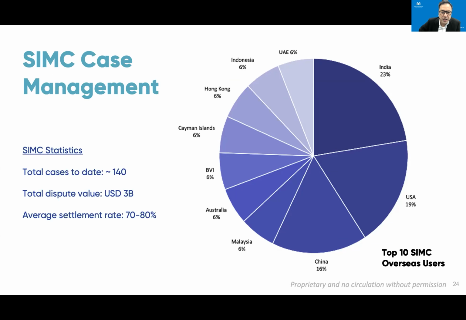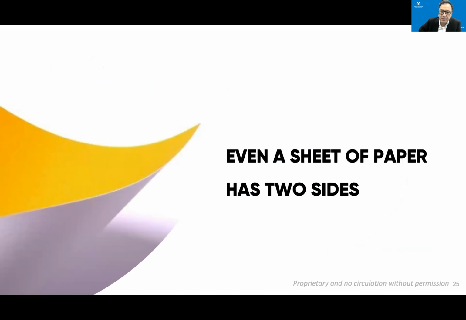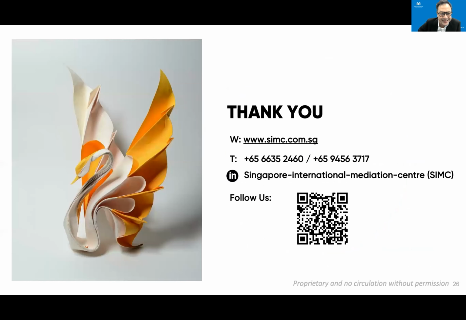So in my last two charts, even a sheet of paper has two sides. There are always two ways to look at a dispute. The question is, rather than fighting it out, whether the parties are willing to resolve this in a creative way, so that you could form a beautiful origami like you see in this picture here. So on this basis, I thank you for spending time with us.